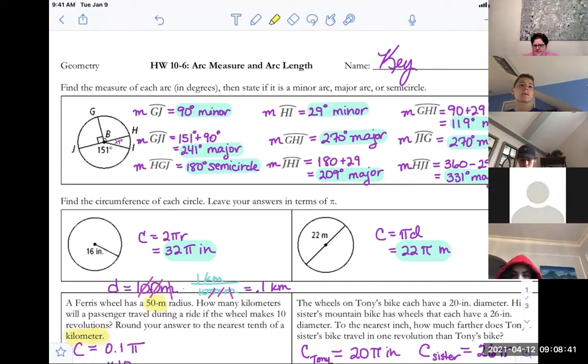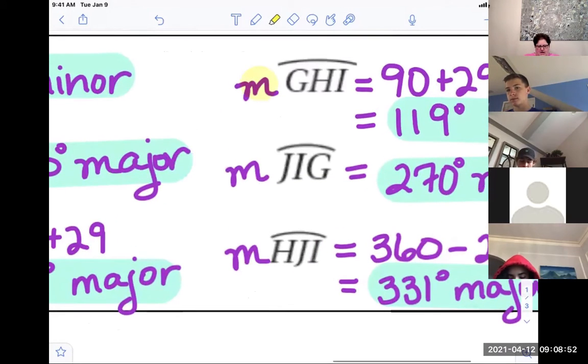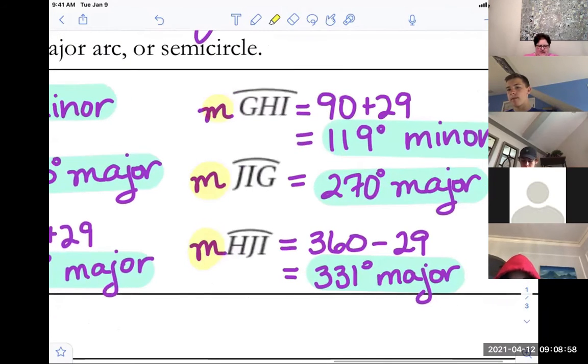So the first part here, just finding the arc measure and stating what kind it is. On your worksheet, it may not have said measure there. It really should say the measure of the arc. I was copying and pasting from somewhere and they didn't quite have the notation right, but it should say measure.